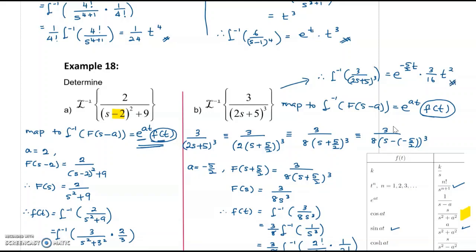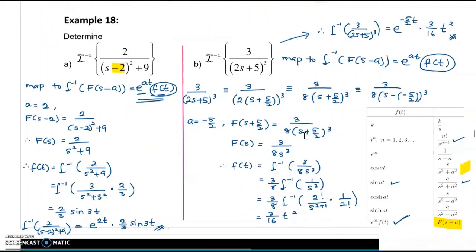Alright, so I hope you can write clearly on your own paper, on your own notes. I'm sorry for my handwriting here, but hopefully you can follow the flow of the solution for problem B.